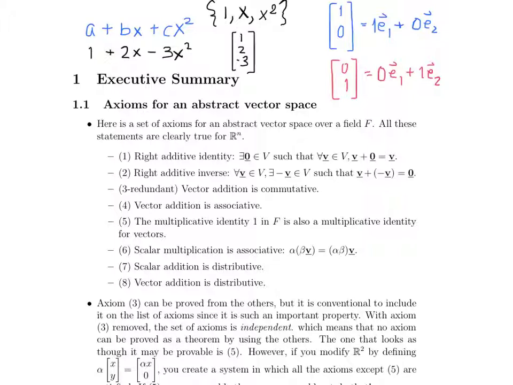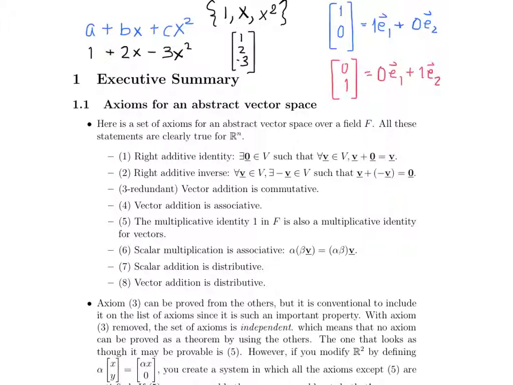The fact that the multiplicative identity 1 in F is also a multiplicative identity for vectors. Scalar multiplication is associative, that alpha times beta times an abstract vector is equal to alpha times beta times that abstract vector, and that scalar addition is distributive, and that vector addition is distributive. So very similar to when we're dealing with a non-abstract vector space.